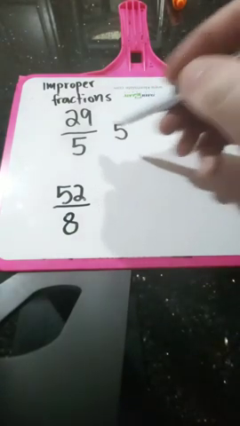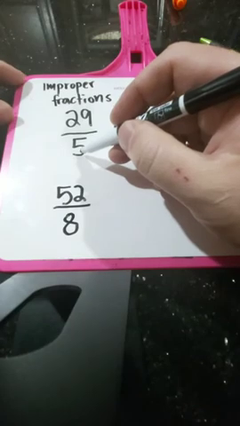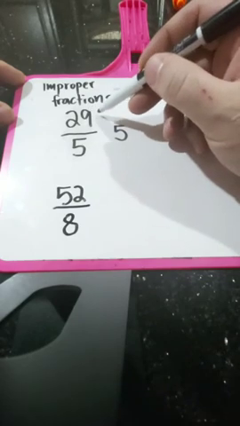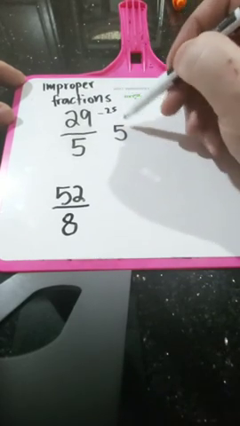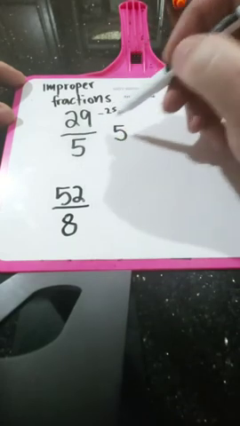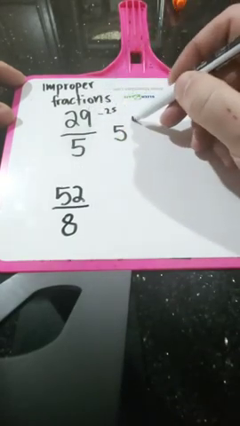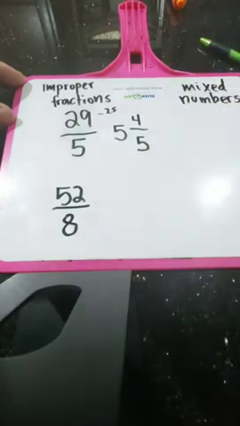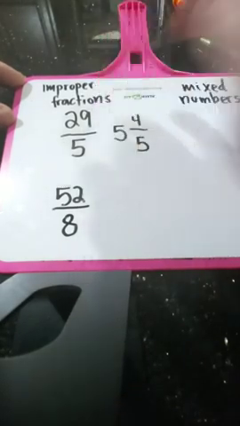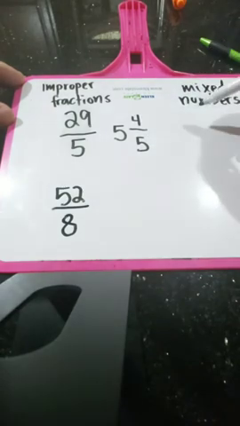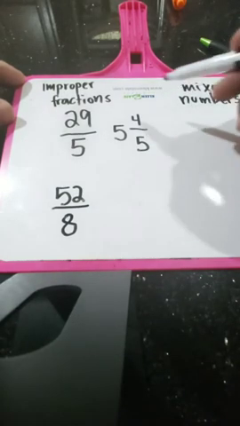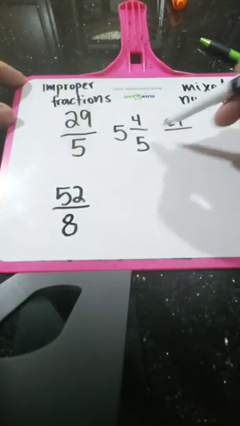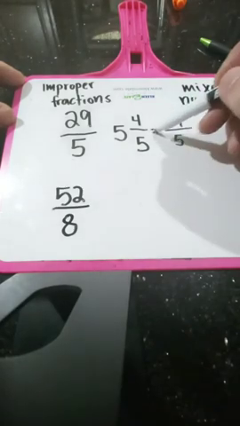Now, 5 times 5 is 25, okay, with 4 left over, 29 minus 25. We got that 25 by multiplying this by this with 4 left over, so that gives us 4 on top, and then we keep our denominator the same, fifths. So the answer ends up being 5 4/5. And we can actually check back to make sure we're right by saying 5 times 5 is 25, plus 4 is 29. And we bring our 5 over, and we still come back to 29/5.